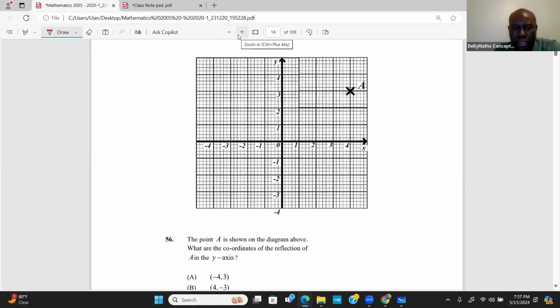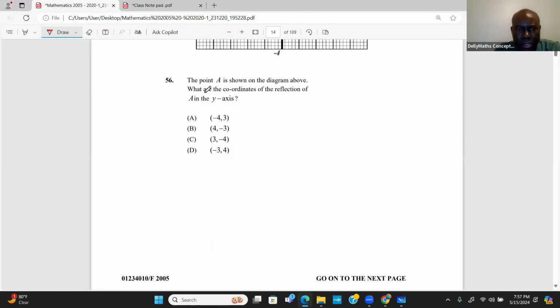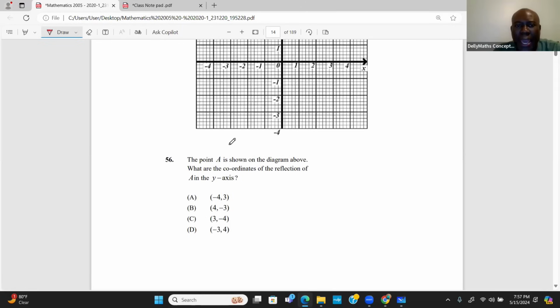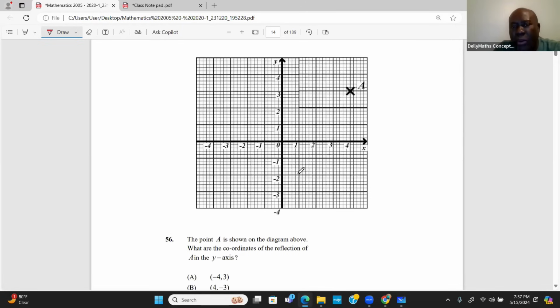So they're touching transformation still. It says the point A is shown on the diagram. What are the coordinates of the reflection of A in the y-axis? So if you reflect A in the y-axis, this is going to go 1, 2, 3, 4. It's going to land right here. So this is going to become -4, 3. But remember though, it was actually 4, 3.